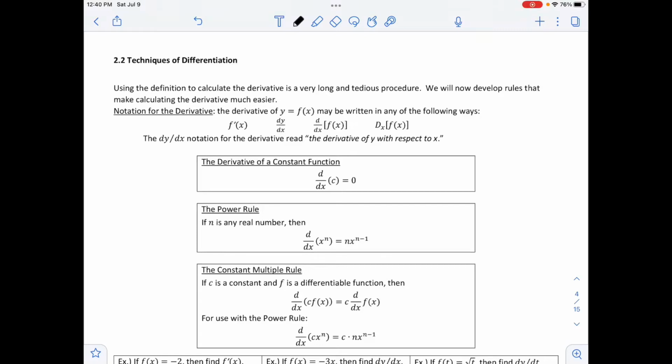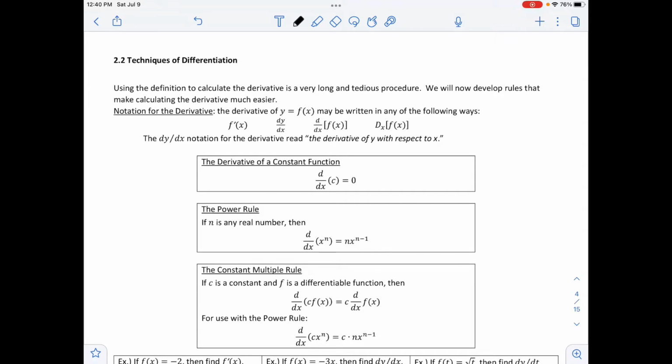We are in section 2.2, Techniques of Differentiation. Using the definition to calculate the derivative is a very long and tedious process. We had to combine like terms, distribute, multiply things out, and reduce, so it took a long time. We now will develop rules that will make calculating the derivative much easier.